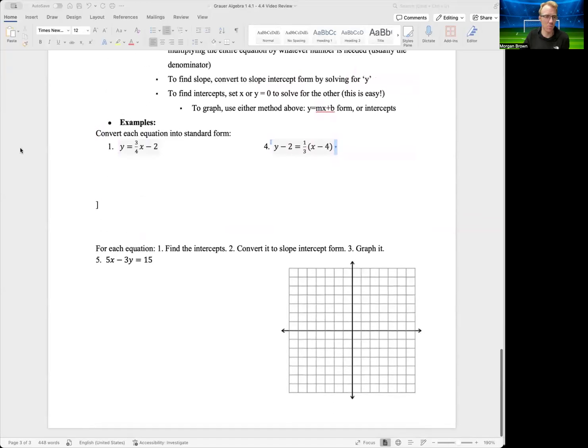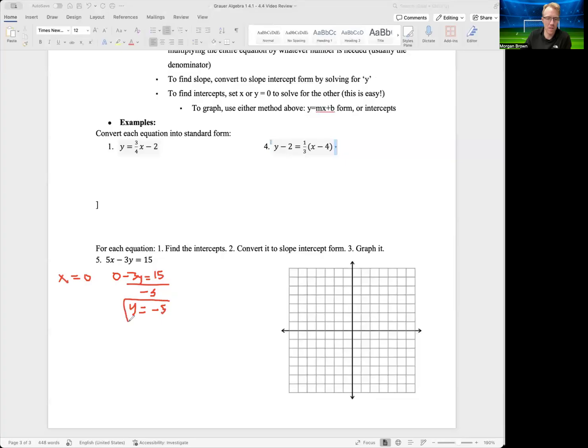So the last example, we are going to find the intercepts, then convert the equation into slope-intercept form and graph it. So to find the intercepts, I can set x equal to 0. That's going to find the y-intercept. So if I set x equals 0, I have 0 minus 3y equals 15. If I divide by negative 3, I'll have y equals negative 5.